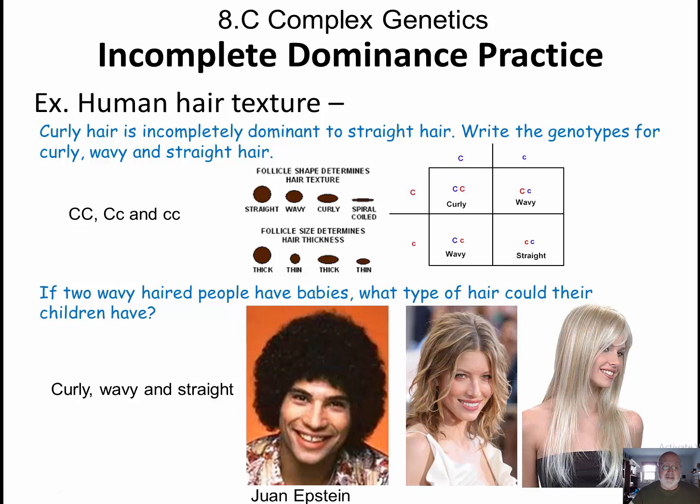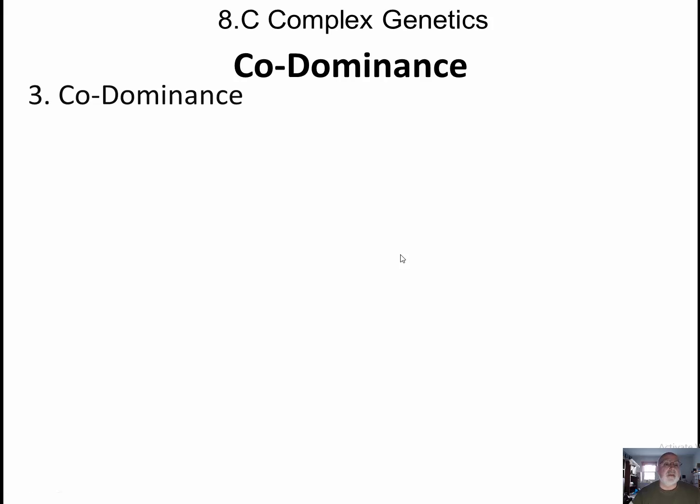Here are three examples. This guy's name is Juan Epstein. It's not his real name, but he was in a show called Welcome Back Carter back in the 80s, maybe even late 70s. He's passed away by now. He actually had a heart attack about 10 years ago. This is Jessica Biel with wavy hair, and I'm not sure who this blonde is, but she's got very straight, very thin hair. But those are the examples of incomplete dominance of human hair.